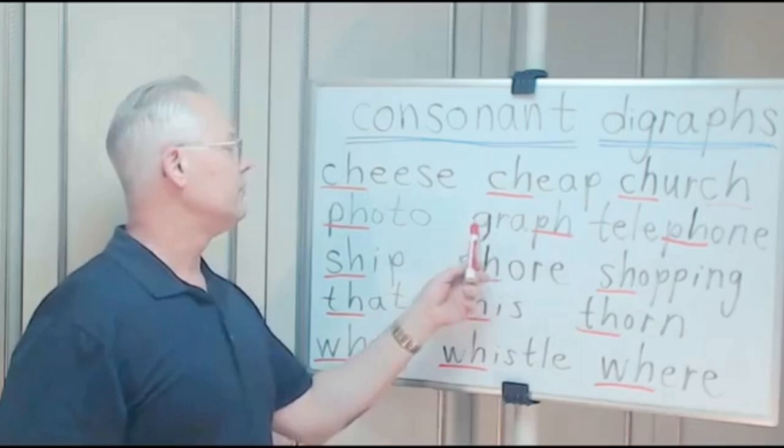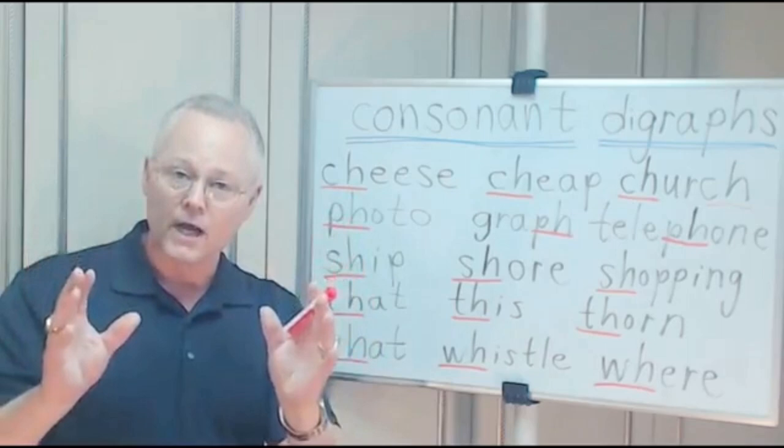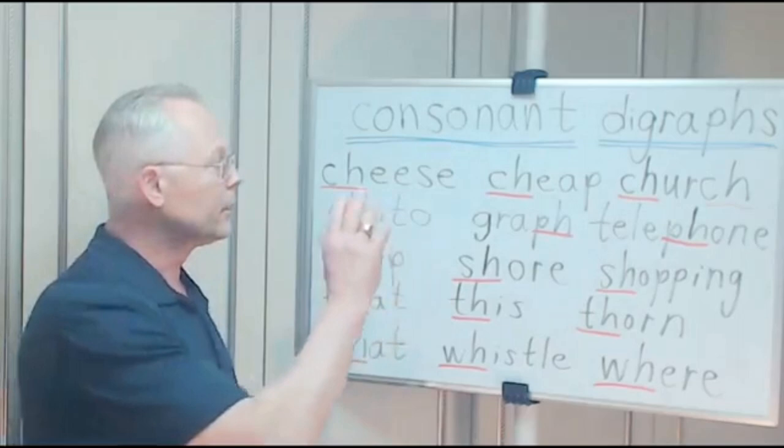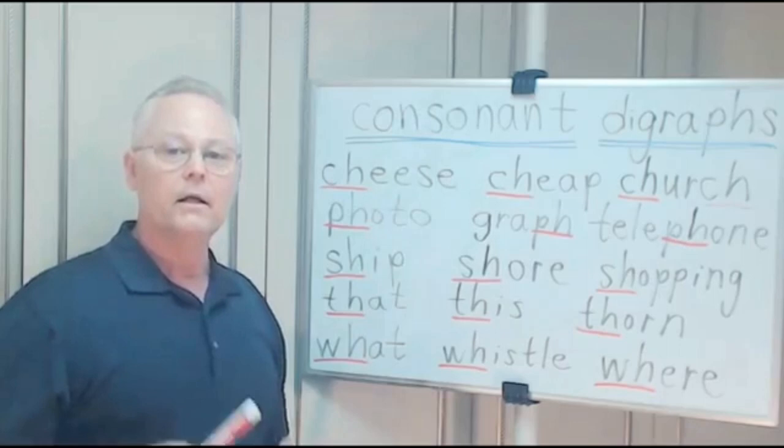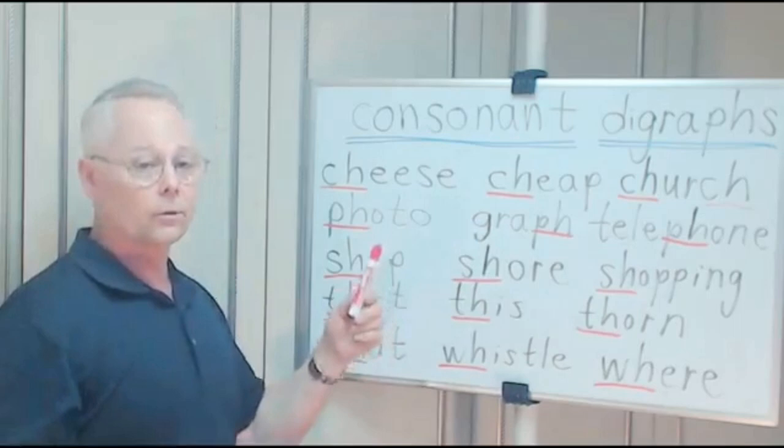Graph, G-R, gra, a, short A, f, the F sound. A graph, okay? A graph could be if you go look at the stock market, you buy stocks, and the price of those stocks go up and down. Well, you're looking at a stock chart, you could say it is a graph of how that stock is doing. There are many kinds of graphs. Now, if you put these two words together, what do we have? We have a photograph, which is really the correct word for photo. Photo is just a short way of saying photograph.